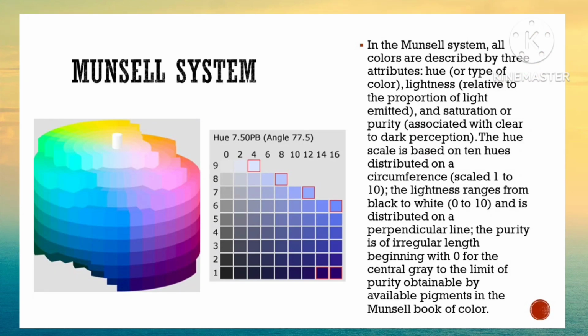Next, we have the Munsell system. In the Munsell system, all colors are described by three attributes: hue or type of color, lightness relative to the proportion of light emitted, and saturation or purity, associated with clear to dark perception. The hue scale is based on 10 hues distributed on a circumference scaled 1 to 10. The lightness ranges from black to white, 0 to 10, and is distributed on a perpendicular line. The purity is of irregular length, beginning with 0 for the central gray to the limit of purity obtained by available pigments in the Munsell Book of Color.